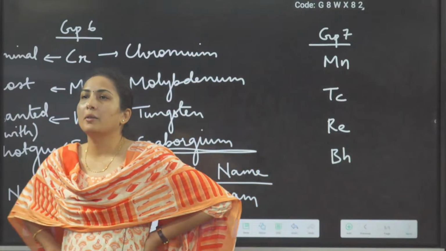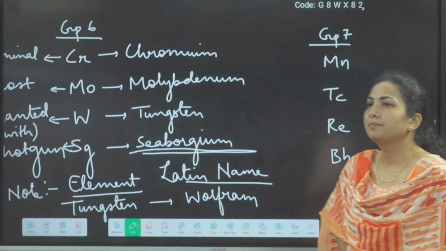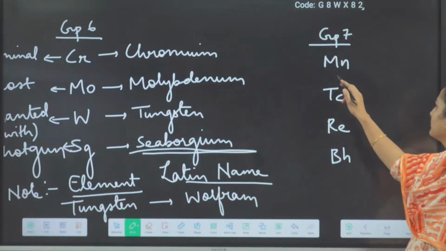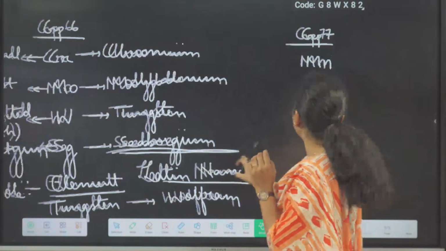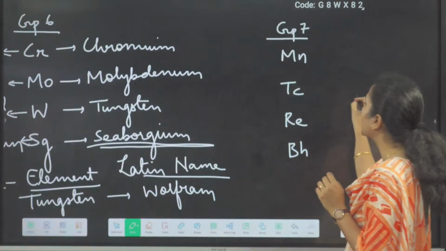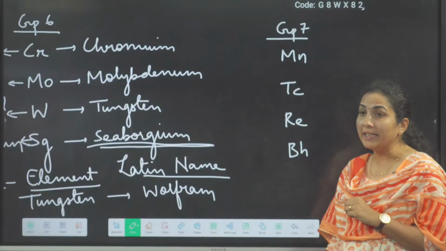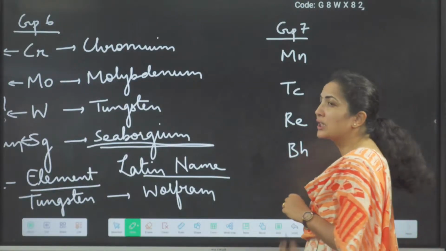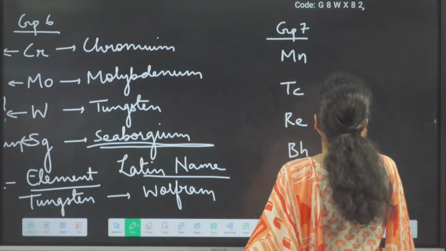Now here, basically Mn stands for what? Mn is manganese, right? Then Tc stands for technetium. Re is for rhenium. Bh is for bohrium. Okay, so we are going to write down those elements here.